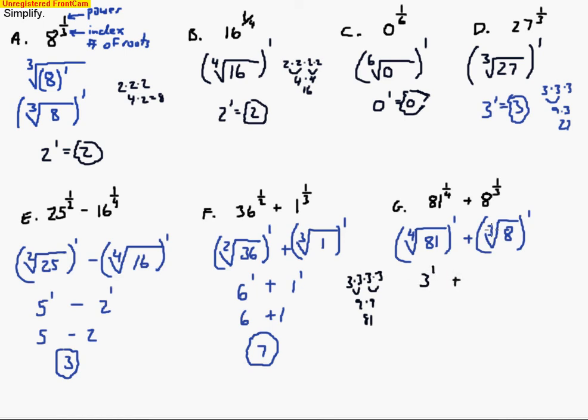Plus, well, 3 numbers that multiply to make 8, again, try those even numbers. 2 is the number that makes 8 when we multiply it 3 times, 2 times 2 times 2. We did it up here. Well, 3 to the first power is just 3. 2 to the first power is just 2. Add those numbers together, and we get 5.